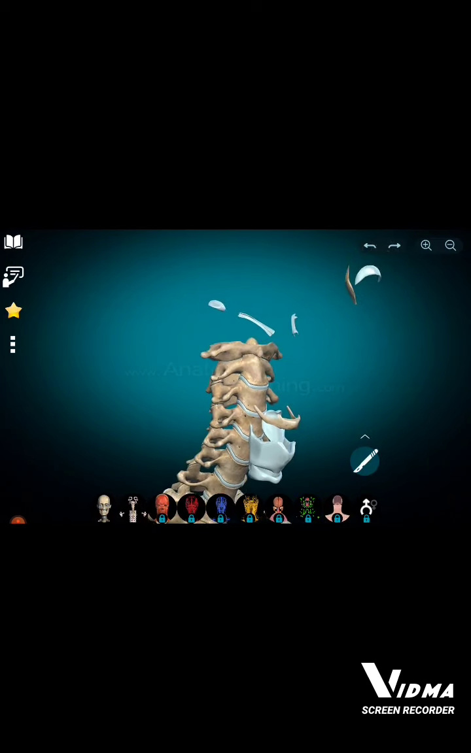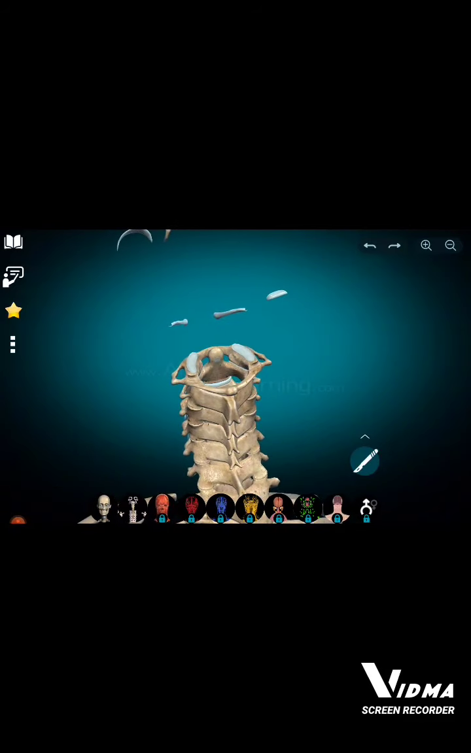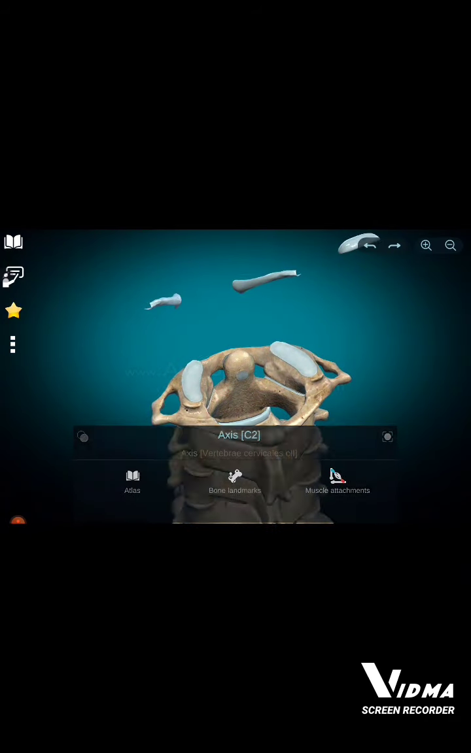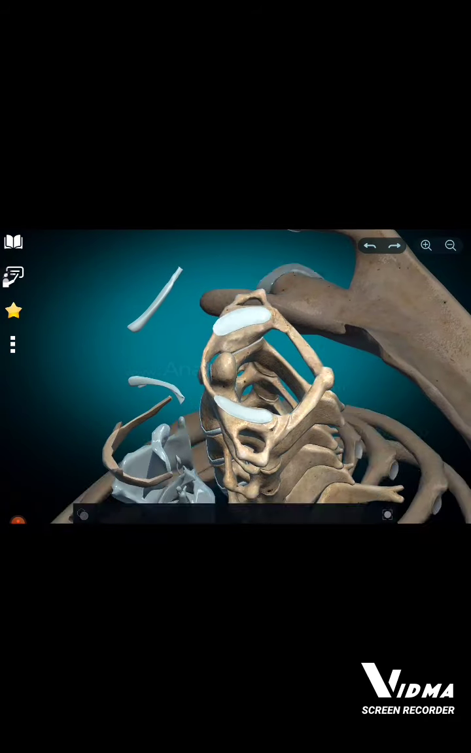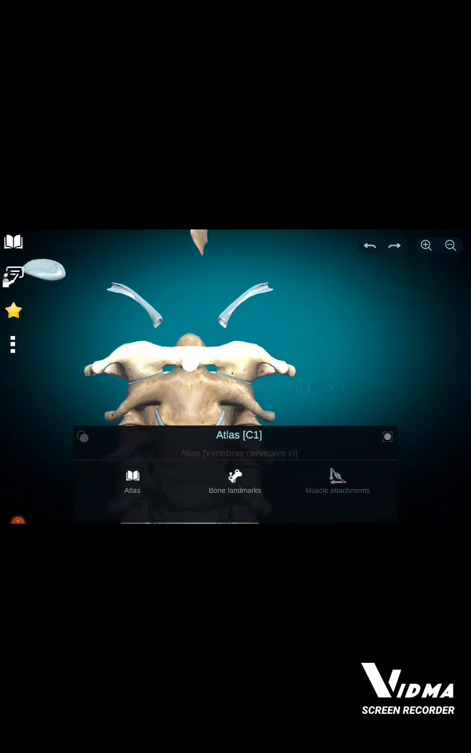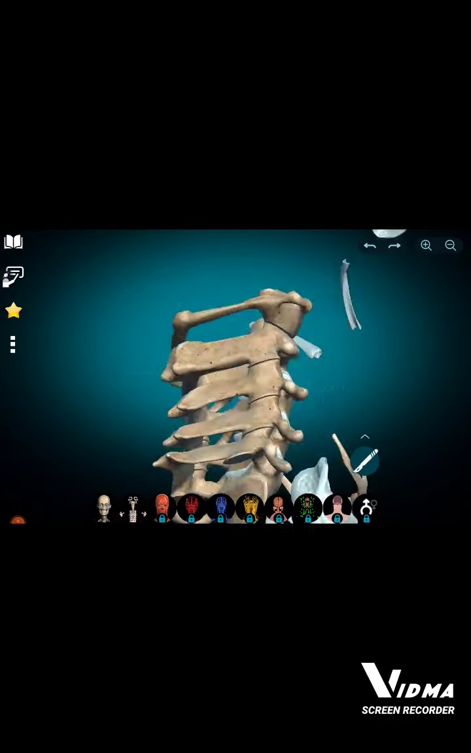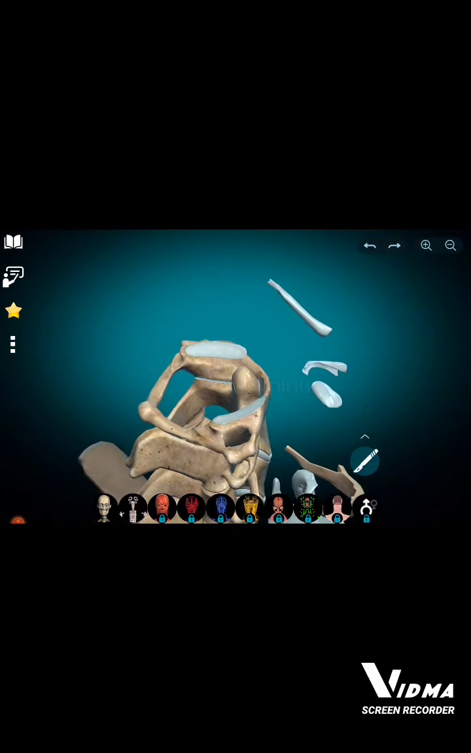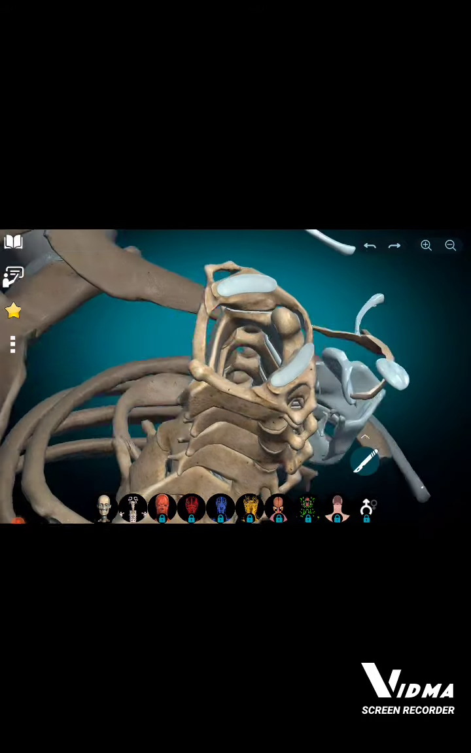See here, this is the joint, the odontoid process. The odontoid process of the axis articulates here and here also. So we will see this type of special articulation only between the atlas and axis.